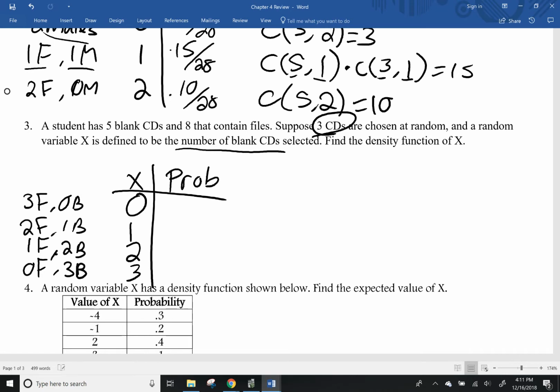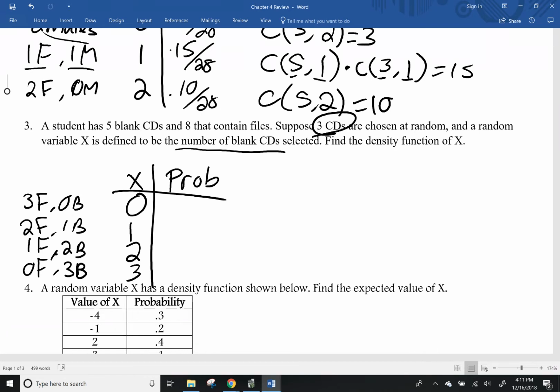So I could choose 3 CDs, and in that I could have none of them be blank. I could have only 1 of those 3 be blank. I could have 2 of those 3 be blank, or I could have 3 of those 3 be blank.